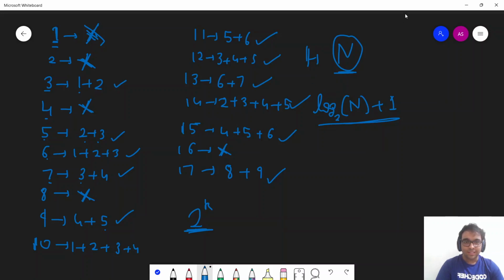So for each test case, for the n I input, the number of non-polite numbers is just log of n plus 1. We can easily achieve this with logarithmic complexity, and our solution will be O of log n, which will pass for each test case. Yes, this becomes the correct approach. Now let's see how we can code this particular problem.